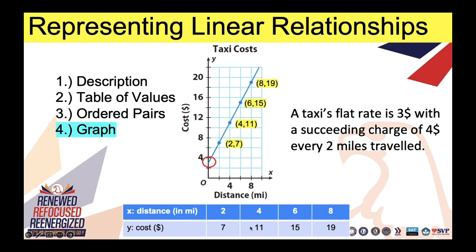That's how nice a linear relationship is, because the changes in the x is constant as well as the changes in the y. So again, we can interpret this as every change of 2 miles, the y changes by $4. So we say a taxi's flat rate is $3 with a succeeding charge of $4 every 2 miles traveled. And this is now our description. So you can pause this video, replay, and copy down notes. And this is how you can shift or move from one representation to the other.